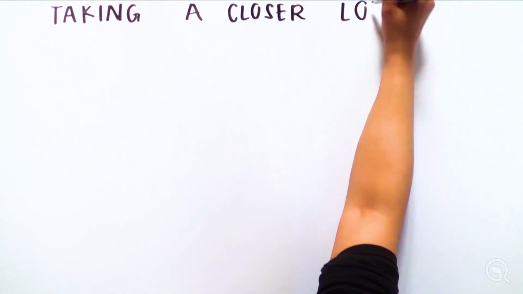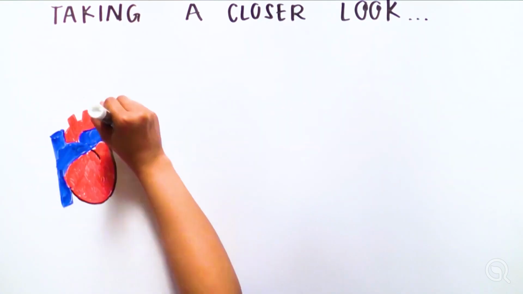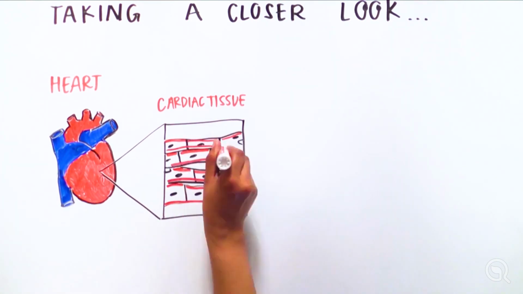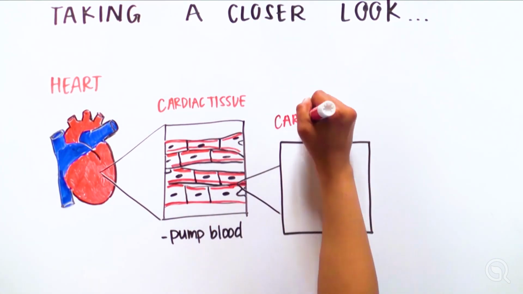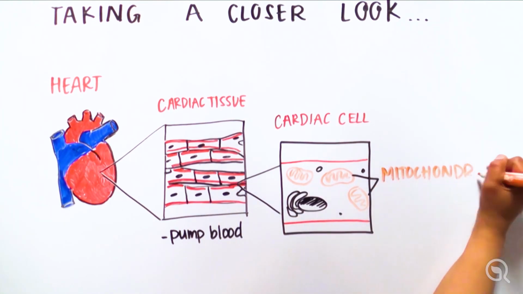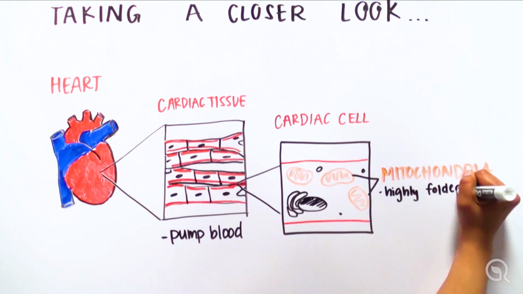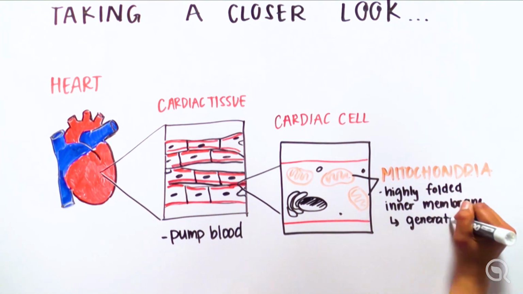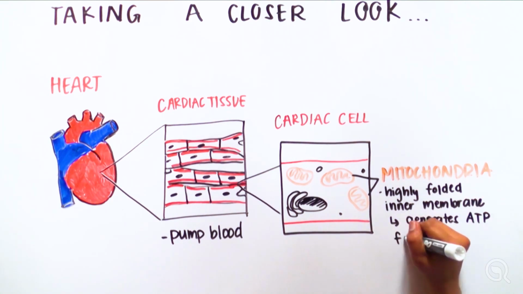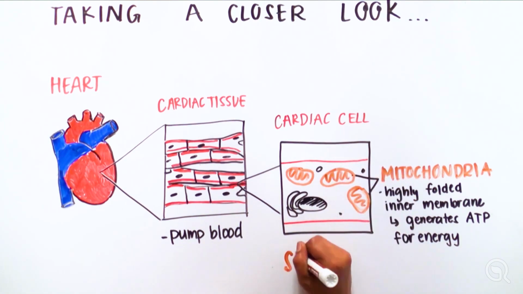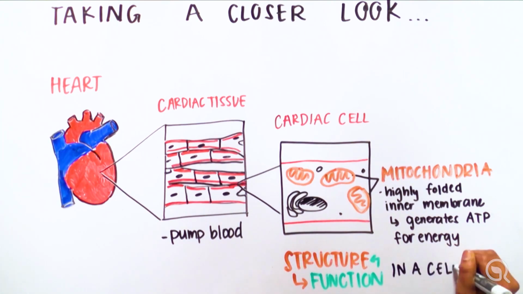Looking a little closer within her heart, we see millions of individual cells working together to pump blood throughout her body. Looking even closer, we see each heart cell is a tiny factory made of organelles like mitochondria that have specific jobs to support the cell's function. Each mitochondrion consists of a highly folded inner membrane with increased surface area to facilitate chemical reactions that convert food to ATP to power up each cell. Structure determines function in a cell.